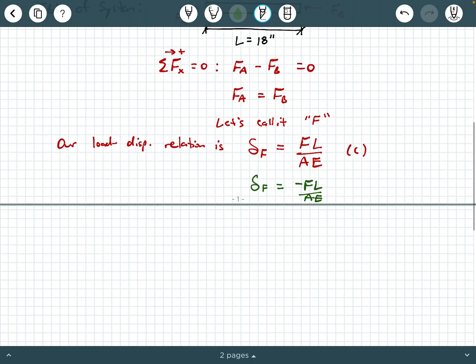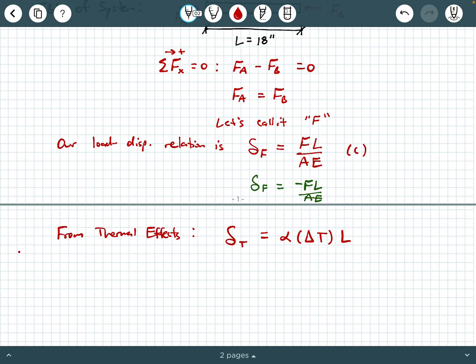Now we have to remind ourselves that this is all due to the thermal effects, right? So we're going to say from thermal effects, we know that the thermal axial deformation is equal to alpha delta T times L, where delta T is our change in temperature. And again, that's causing the material to want to expand. So what are we going to do?